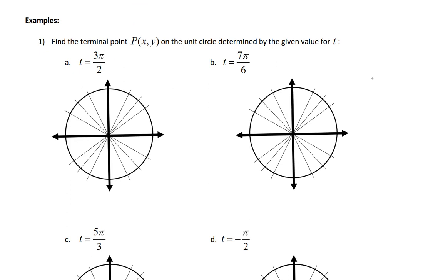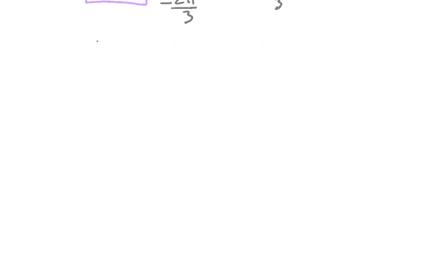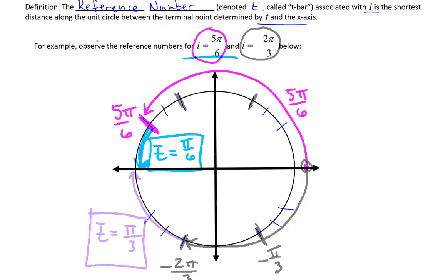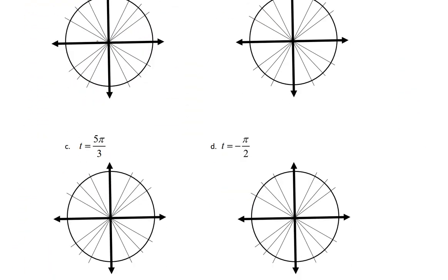Same kinds of applications here. For these next examples, we want to find the terminal point, that is P(x, y), on the unit circle determined by the given value for t. Okay, so this time they're just giving us a t value. We don't have to worry about the reference number, although it may come in handy, as you'll see. We'll just work through each one of these. In every case, we're going to be looking back at our original set of special fractions above, the one we did completely with all the coordinates on it and all the pi values. This is just picking out whichever one of those applies.